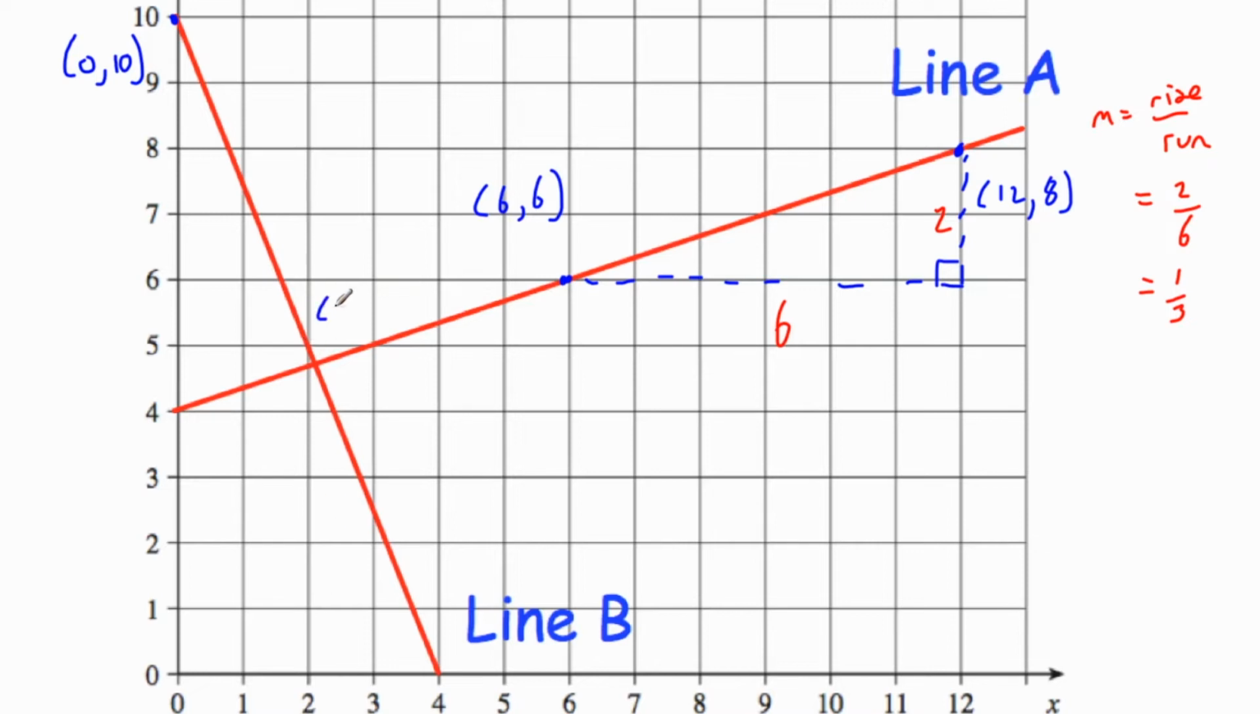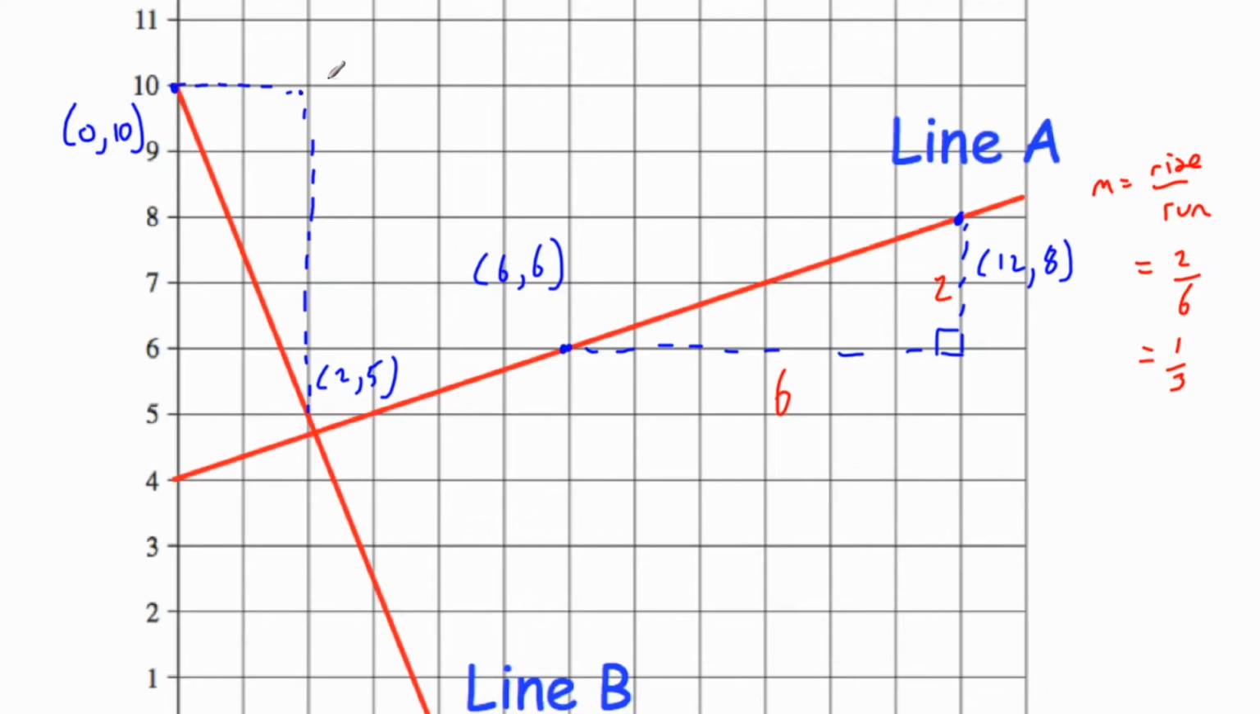So (2, 5) would be another one, so I'm going to choose those two points. I could have chosen (4, 0) also. So I'm going to draw the little triangle, going across and down, and let's mark on the run and the rise. We're going 2 across, so the run would be 2. And in terms of the rise, the line's going 1, 2, 3, 4, 5 down. So that means it's got a rise of -5.